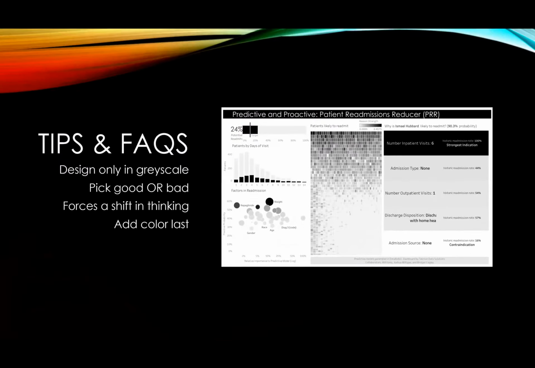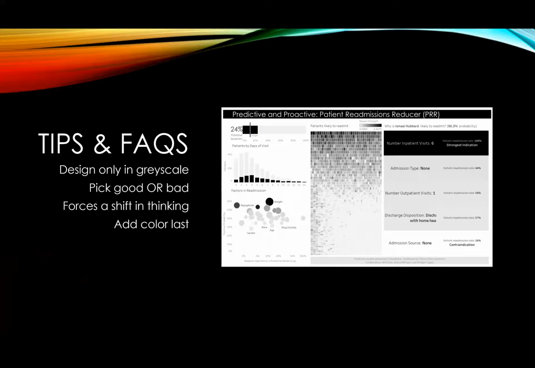So when we design in grayscale, it really forces us to pick. It forces us to say these things are really, really bad and we want to stop them, or hey, these things are really, really good and this is the message I want to carry forth. It also forces me as a designer to really shift how I think, and it makes it so that I add color last, not first.